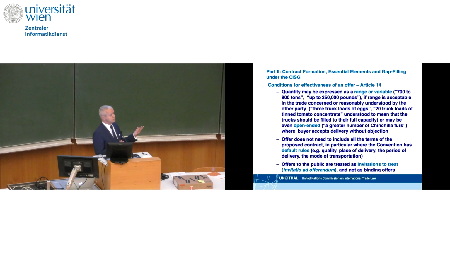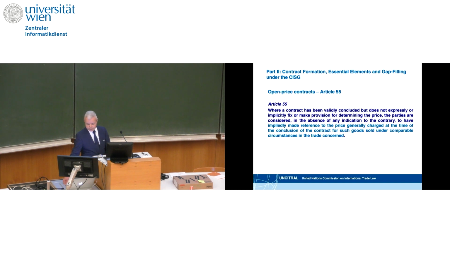The contract doesn't need to include all the terms, in particular not all of those for which the CISG itself provides default rules, right? For instance, quality of goods, place of delivery, period of delivery, mode of transportation, all of these are things for which the CISG provides a direct or indirect answer. However, certain things would always be considered to be material. For example, the settlement of disputes and other essential provisions of the contract. And as I said, a contract offered to a wider group of people is considered to be an invitation to make offers and not a firm offer.